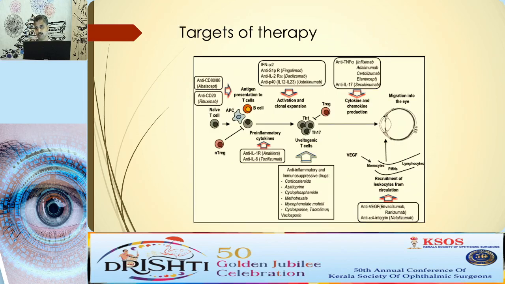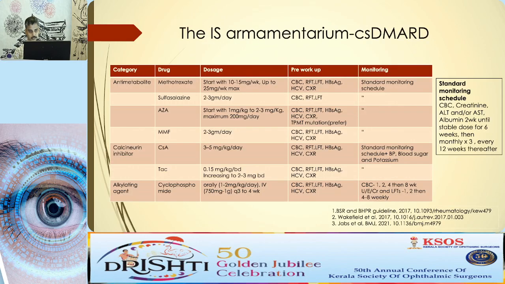So how do we target? We can target B cells directly with rituximab, or we can target T cells, the immune cells, or we can target the cytokines like TNF alpha predominantly, or we can even target IL-6 and IL-1 in considering the immunosuppressive drug.